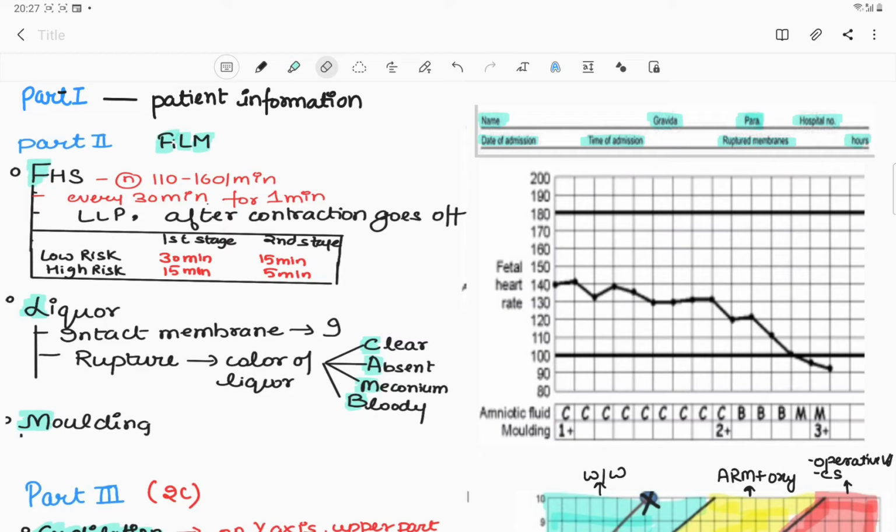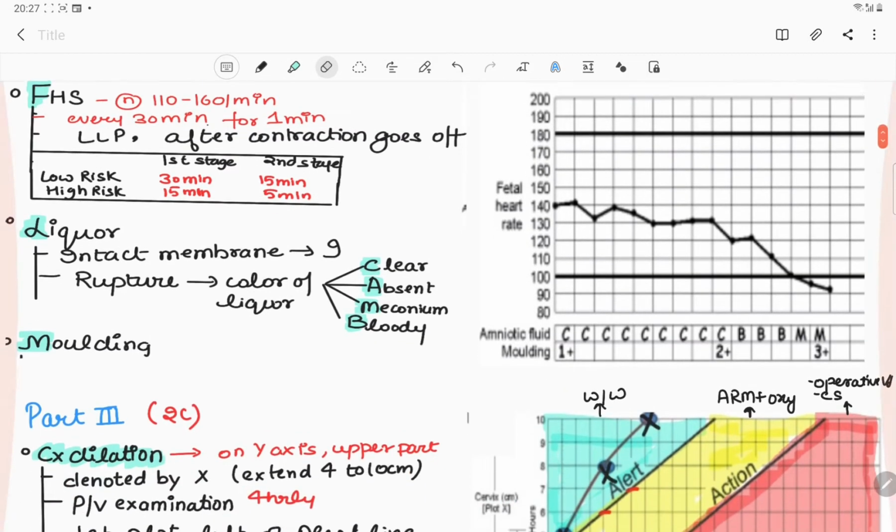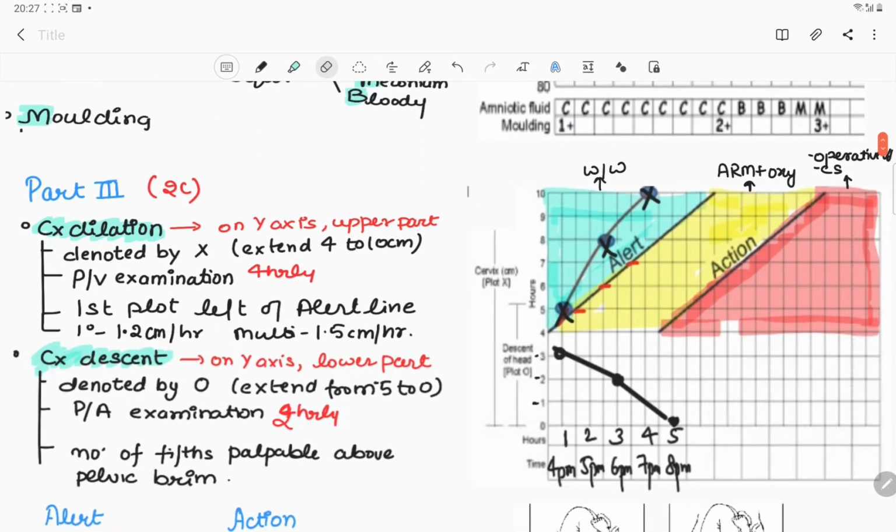I for liquor. When membrane is intact, we have to write I, and if it is ruptured, we have to mention the color of liquor: C for clear liquor, A for absent liquor, M for meconium stain, and B for bloody liquor. Then M is for molding. There are 3 grades of molding. Grade 3 is pathological, and in this bone overlies but separation of bones is not possible.